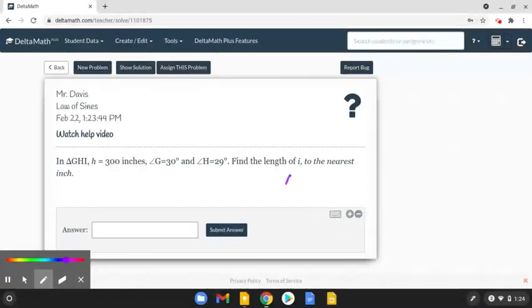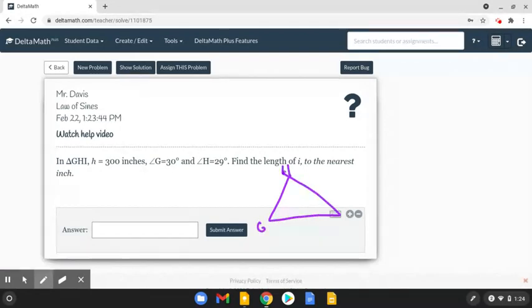Okay, so for your answer here, if you did draw the triangle GHI, little h is over here, which is 300. Big G is 30 degrees. Big H there is 29 degrees. And we're asked to find little i. Okay, so this one we do have to do a little bit of work here. Little i is going to be here, which means we need to know big I first of all. So we got to do big I is 180 minus 29 minus 30. And when we do that, we're going to get 121 for big I.